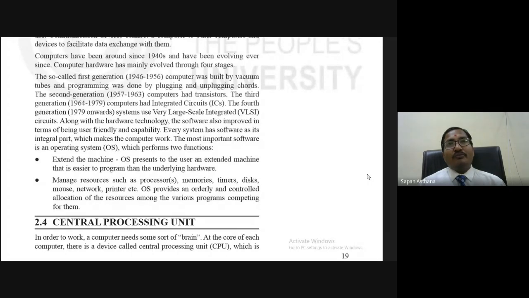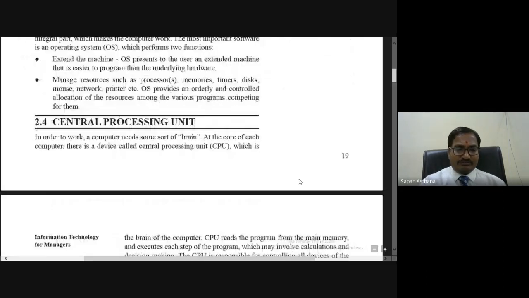For the information, learners, all of you generally use the laptop, the desktop and smartphones. You should try to increase your curiosity to know about the functioning of these items. You will take interest, and the knowledge will increase.